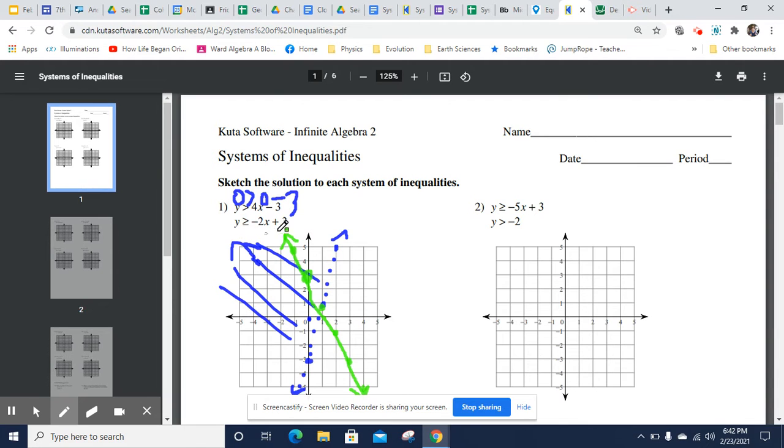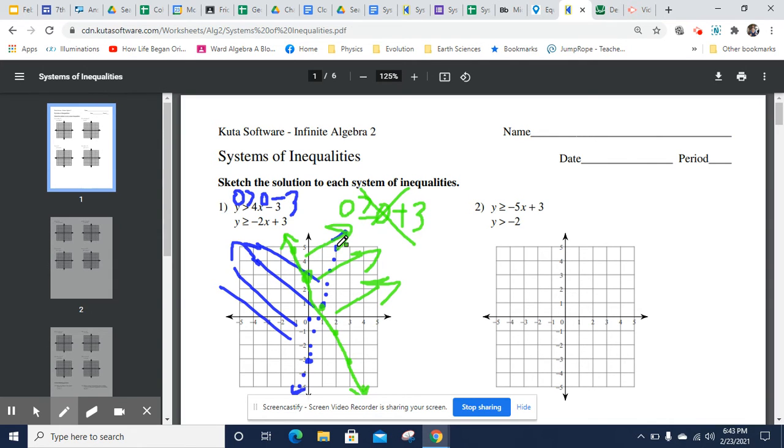And then it's a question of which side gets shaded. Well, what I'm going to do is make y equal to 0 and x equal to 0. So that's going to be 0 is greater than or equal to negative 2 times 0, which is 0, plus 3. And what that ends up saying is 0 is bigger than 3, which is nope. So 0, 0 is not on the winning side of this one. So this one is shading in this direction.